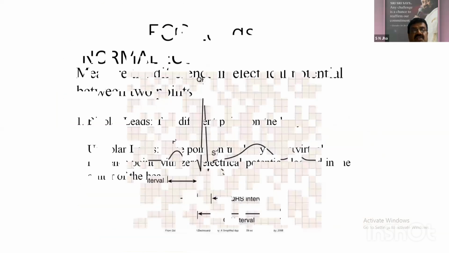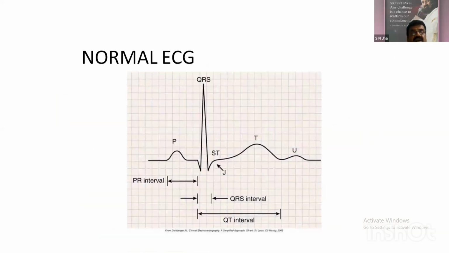Now what is a normal ECG? A normal ECG has these waves. P wave: we know the first positive deflection is the P wave. The first negative deflection is called the Q wave, and the R is the first positive.